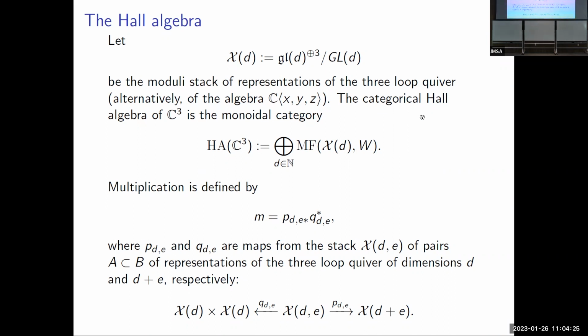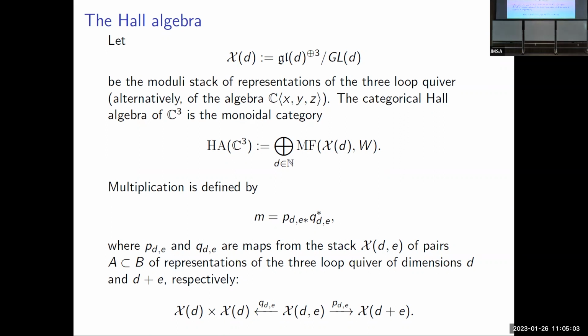So the categorical Hall algebra of C3 is a monoidal category. The graded pieces are matrix factorizations on X_d, so on these stacks that are just some affine space mod GL_d, for the function W. Again, if this GL_d has elements capital X, capital Y, capital Z, W is the trace of X times the commutator of Y and Z. So the critical locus of W is exactly representations of the polynomial algebra. So you get torsion sheaves on C3.